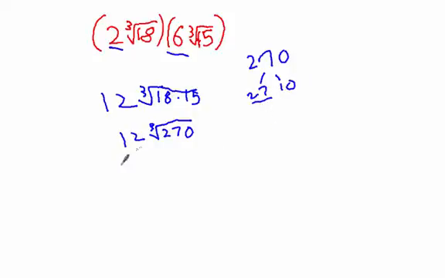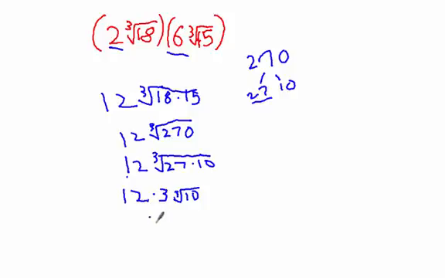27, we know, is a perfect cube. So this is 12 times the cube root of 27 times 10. Well, we know the cube root of 27 is 3, so that comes outside of our radical. 12 times 3 times the cube root of 10.